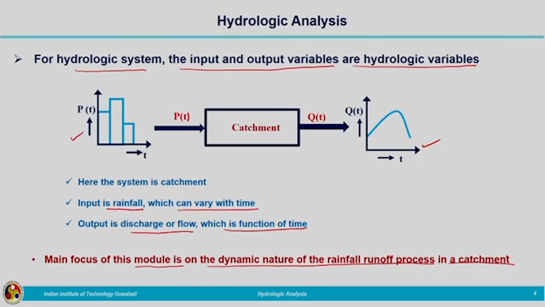Rainfall runoff process means we are having some rainfall which is acting on the catchment. After different hydrologic processes, it is converted into runoff. So whenever a rainfall is occurring, after satisfying the storages, we will be getting the runoff. So if we want to calculate the runoff at the outlet of the catchment, we need to have understanding about the inflow and also the catchment properties.